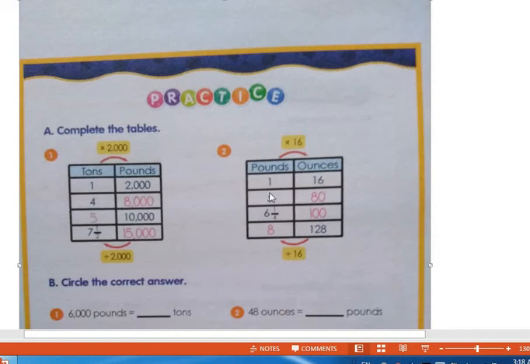Okay, here I have pounds and ounces. To convert pounds to ounces, you multiply by 16. So 1 times 16 is 16. 5 times 16 is 80. Every time I multiply by 16. If you want to convert from a smaller unit to a bigger unit, you just divide by 16. Bravo.